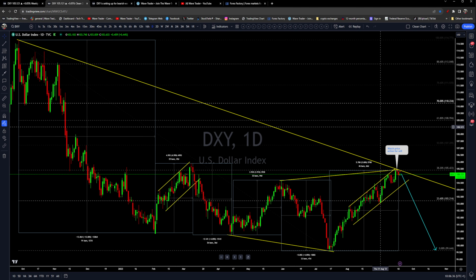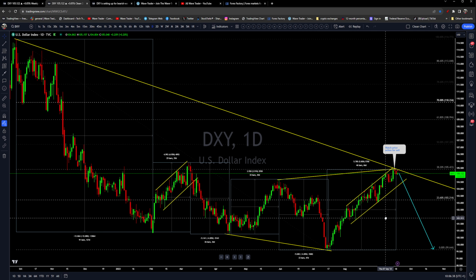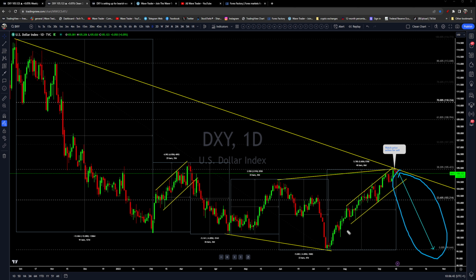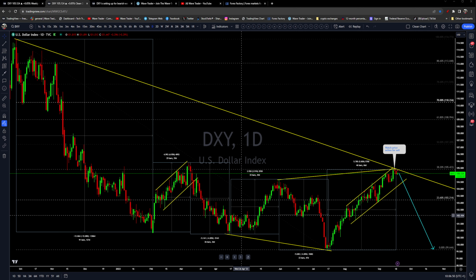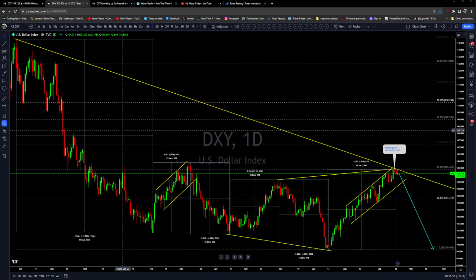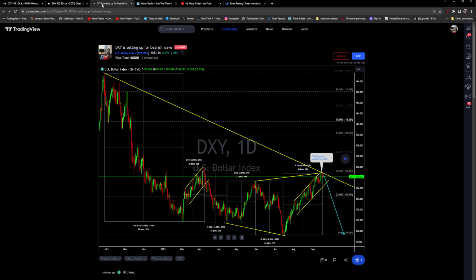All right, so this is the chart. This is the move which we are looking for, all the way back to that bottom up to this area, or at least visit these areas, up to 102. So this is the bigger time frame. We are looking at it on the daily time frame, and this is the idea which I have just updated on TradingView.